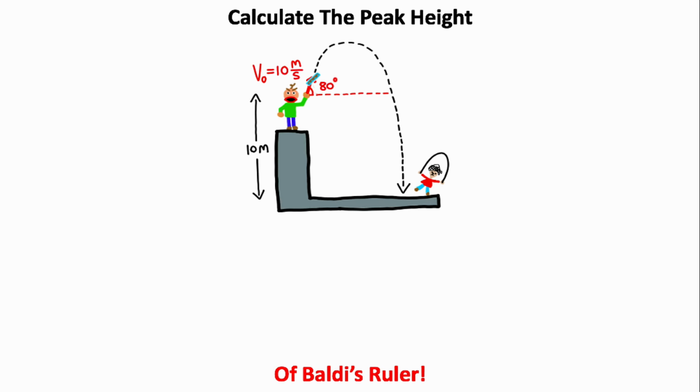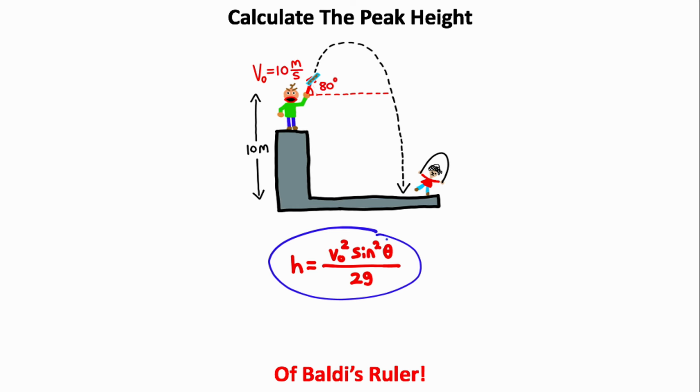This problem should be interesting. So we have our friend Baldi here from Baldi's Basics, and he takes a ruler and throws it up in the air at an initial velocity of 10 meters per second and an angle of 80 degrees. We want to calculate the peak height which the ruler will reach.